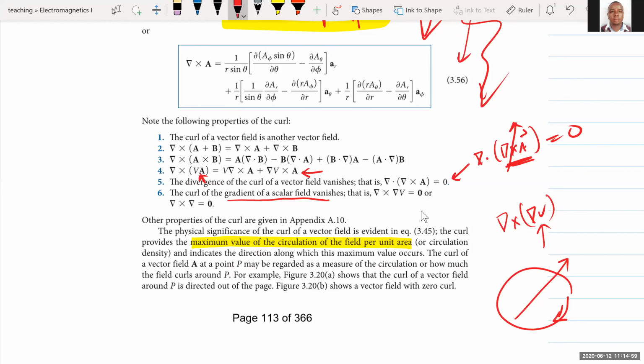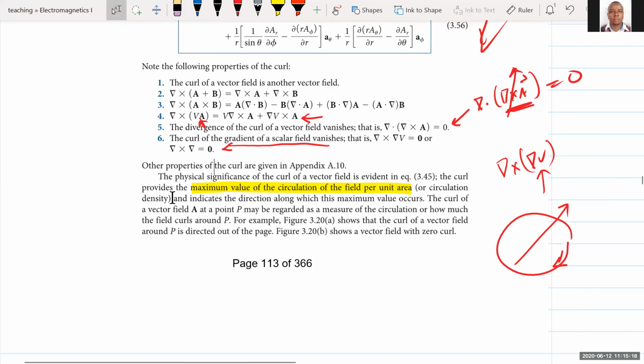So these are two ways we can remember these two rules: the curl of the gradient of a scalar is zero, and the divergence of the curl of a vector always goes to zero. So the physical significance of the curl of a vector field is evident. The curl provides the maximum value of circulation of the field per unit area and indicates the direction along which this maximum value occurs.